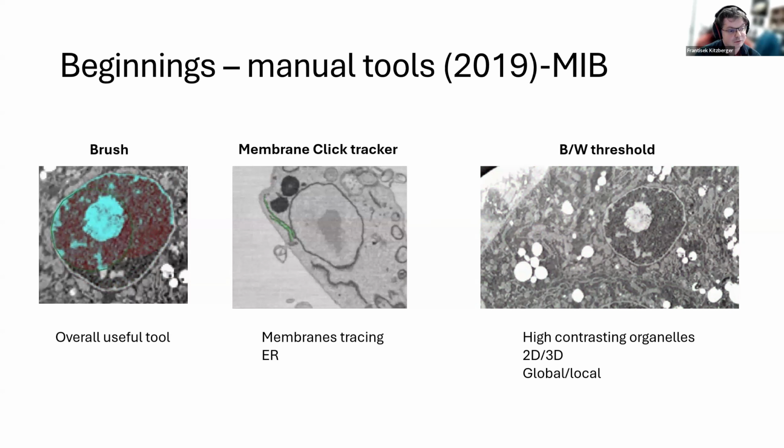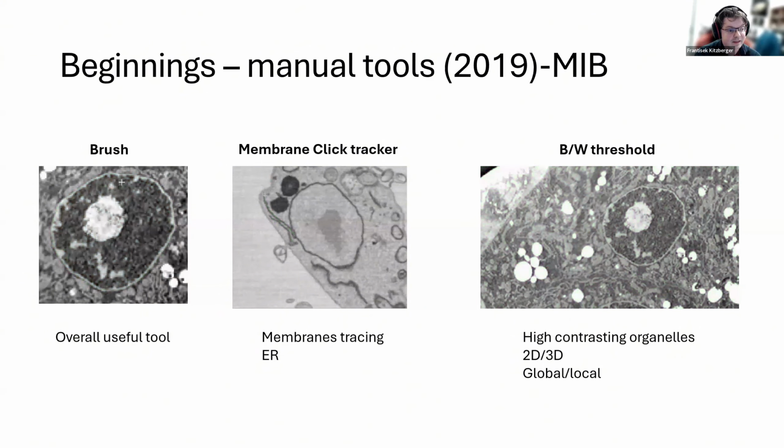And the portfolio of tools for my use by that time was pretty low because I didn't know how to use much of them. And I started with the brush, which is a really useful tool for some overall selection. And I think everybody who has Microsoft Paint knows how this tool works. Then the second thing is the membrane click tracker, which is a really nice tool for tracing membranes.